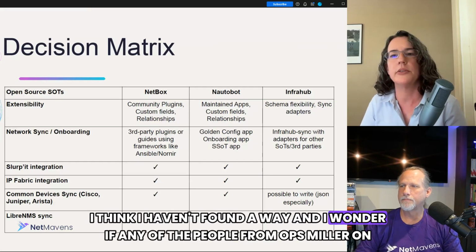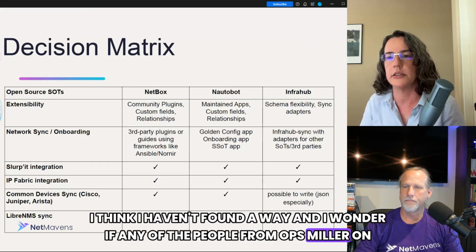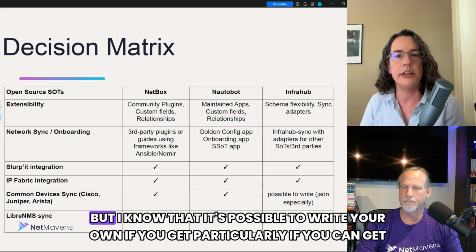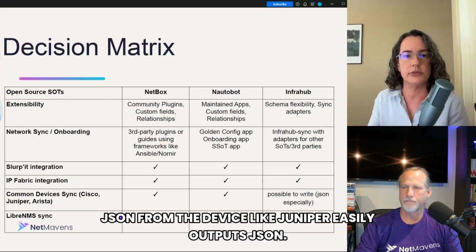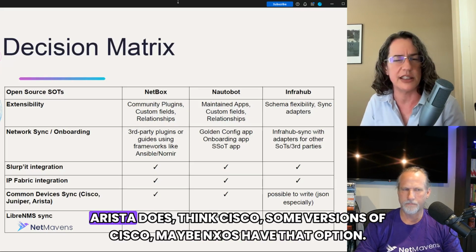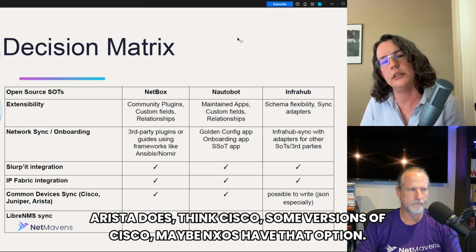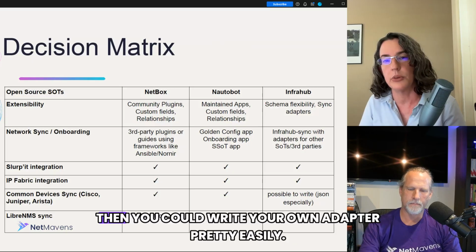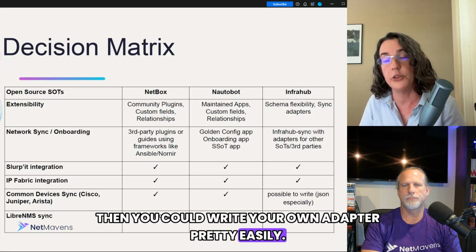I wonder if any of the people from OpsMill are on here today. I don't think so. But I know that it's possible to write your own, particularly if you can get JSON from the device. Juniper easily outputs JSON. Arista does. I think some versions of Cisco, maybe NXOS, have that option. Then you could write your own adapter pretty easily, if you are intrepid.